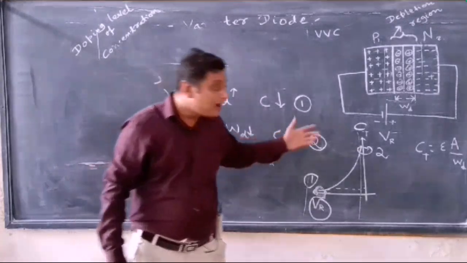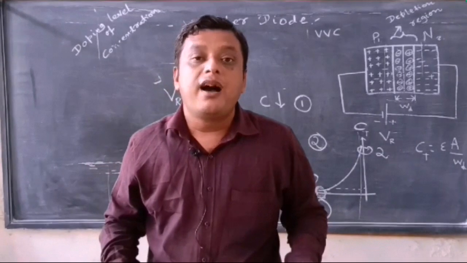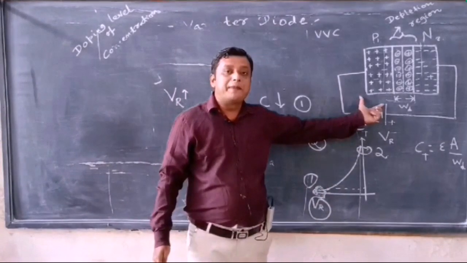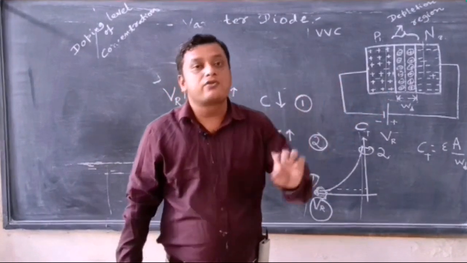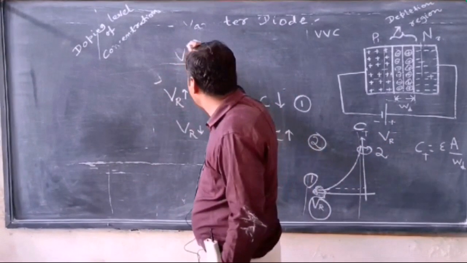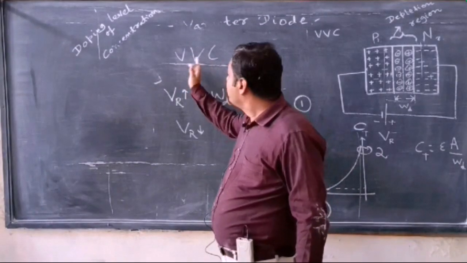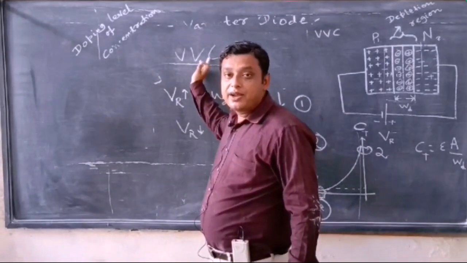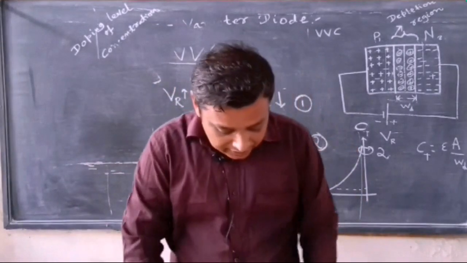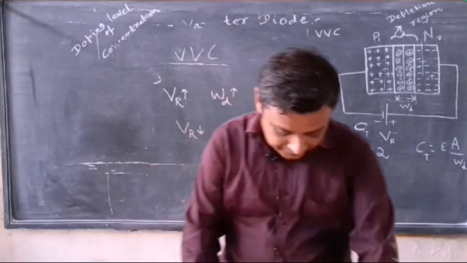low value of capacitance. So I am able to achieve the desired value of the capacitance of the varactor diode by controlling the reverse voltage. That's why another name is VVC, voltage variable capacitance. In this case, capacitance is totally dependent on the value of the externally applied reverse voltage. So this graph can be explained in this manner.